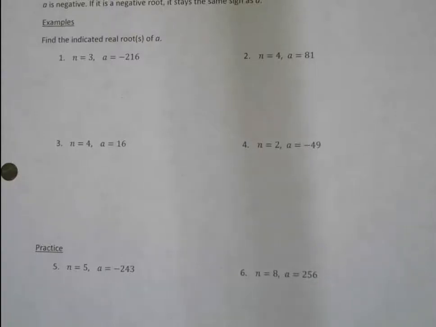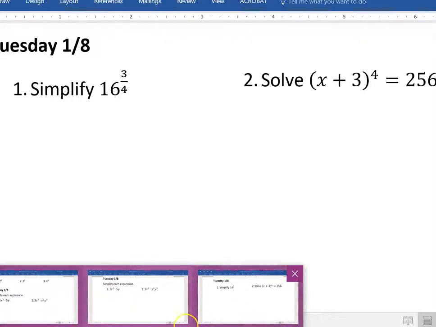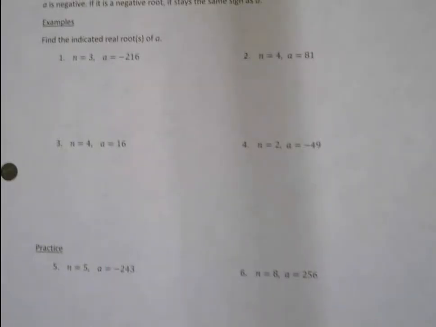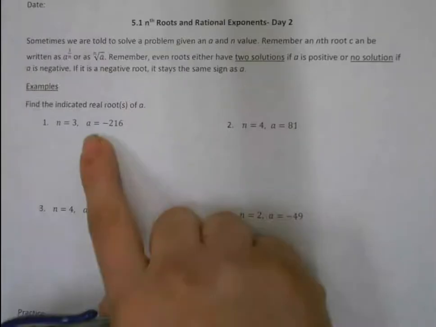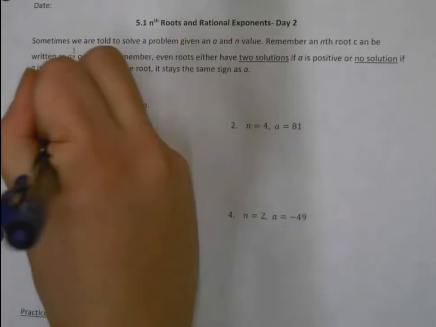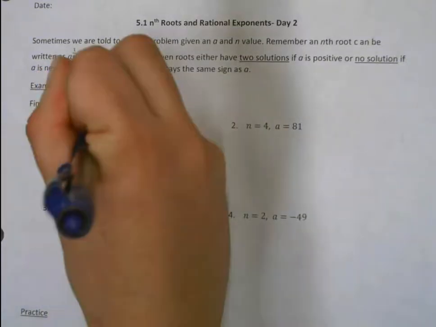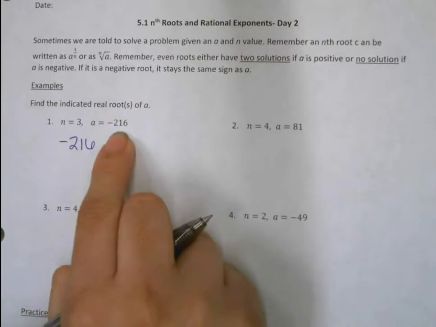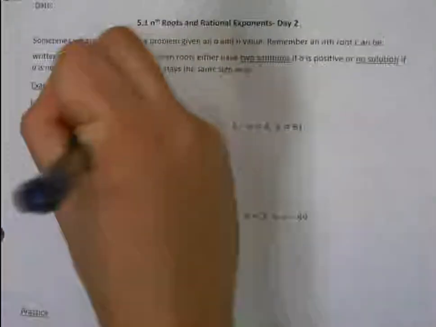Today we're finding roots of a number. It's kind of what we were doing yesterday. When it says find the indicated real roots of a, what I'm doing is I'm writing this number. So that's my base. A is my base. N is kind of my exponent. It's a fraction exponent.